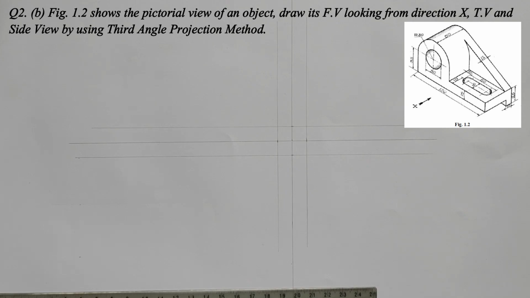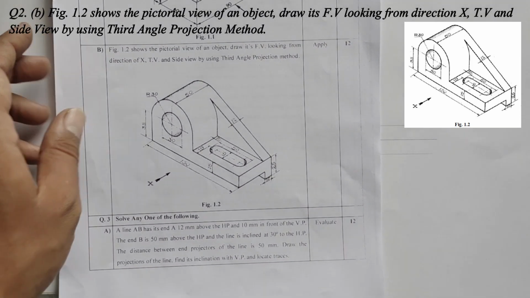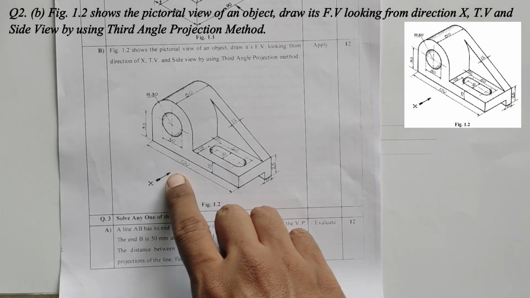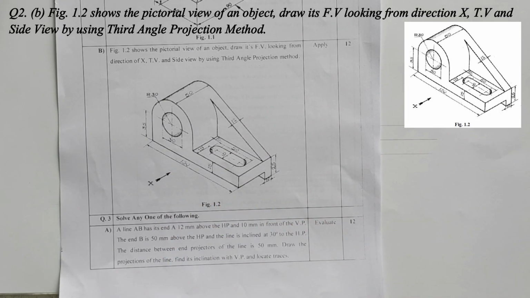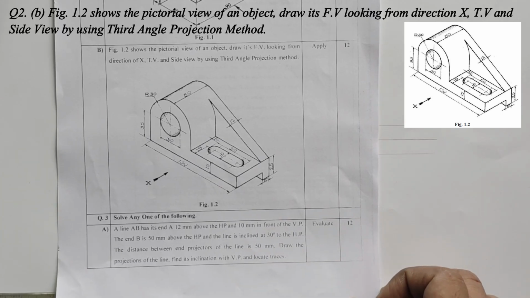Question number 2, bit B. We have to draw the orthographic projections of the given object. This is the front view direction given to us, and we have to draw the front view, top view and side view using third angle projection method.